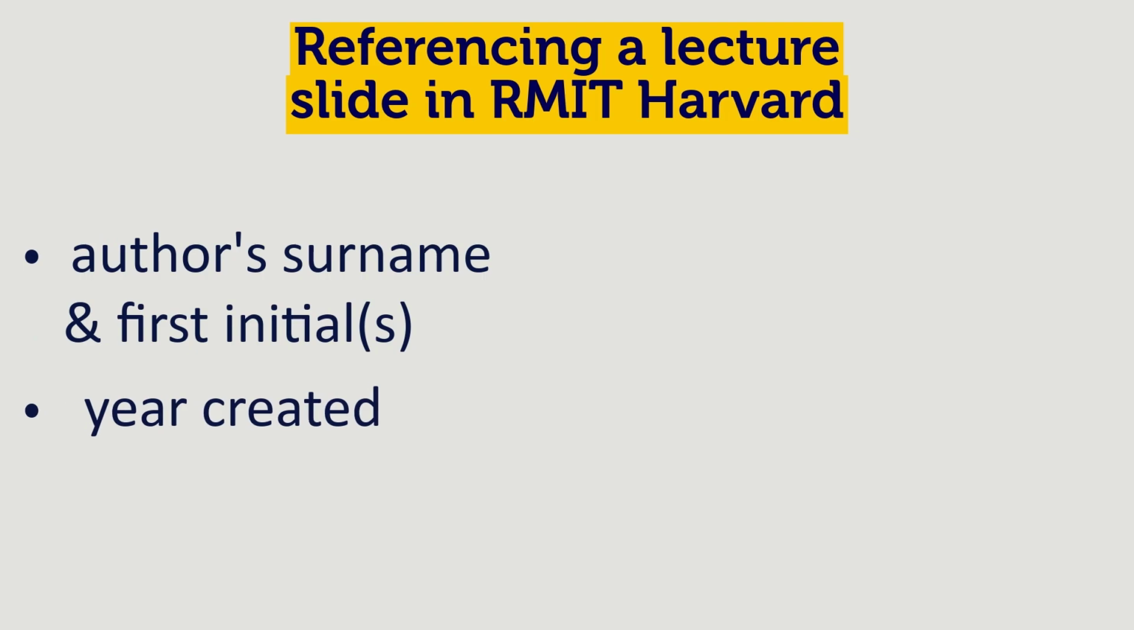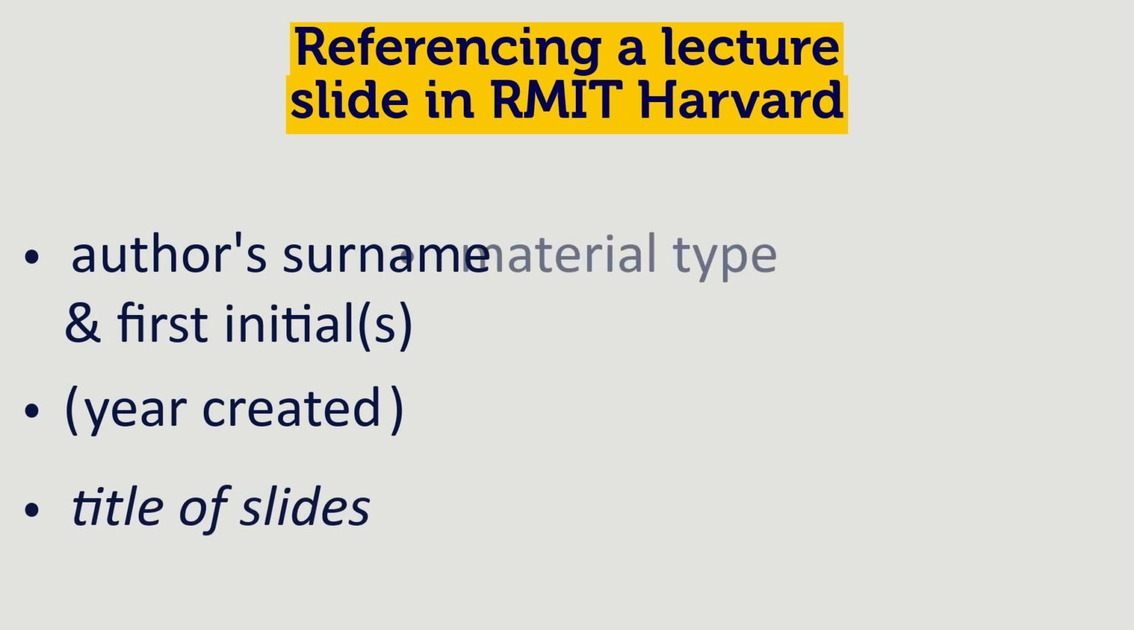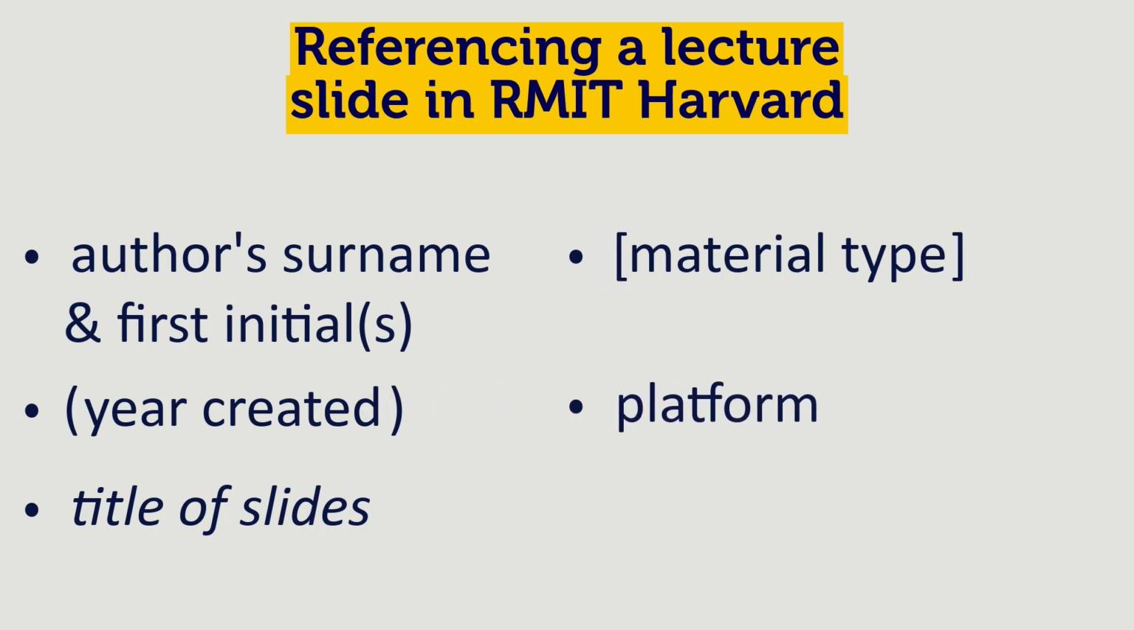that the PowerPoint slides were created, and these come in brackets, and then this is followed by the title of the slides in italics. Next, you'll need to say what the type of material is. For example, it might be PowerPoint slides, and you put this information in square brackets. Then comes the name of the platform the materials were taken from. For example, this might be something like Canvas. Lastly, you'll need to include a link to the materials.